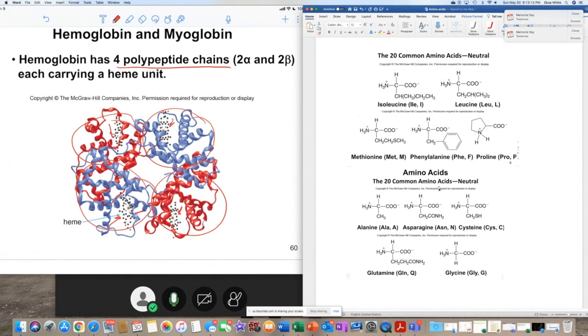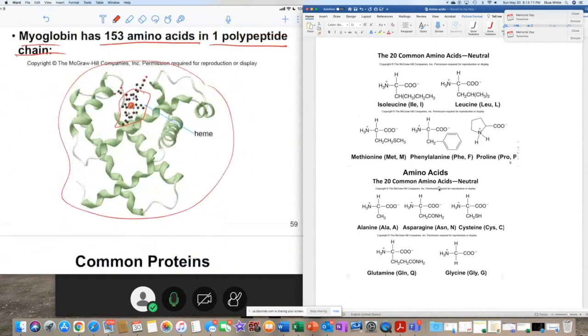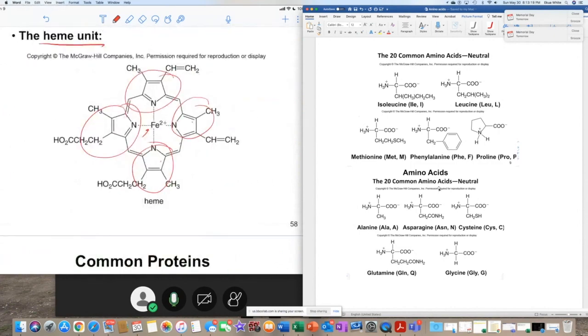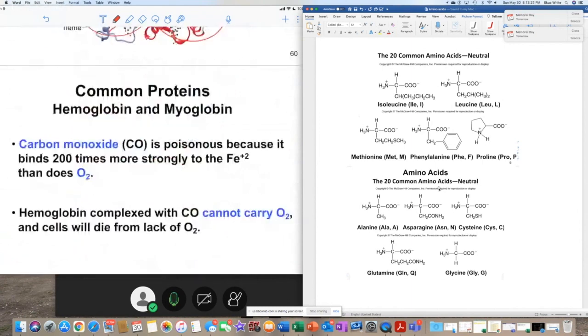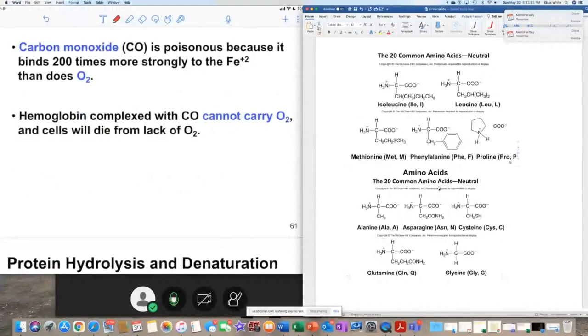And within the heme, you have more nitrogen, right? You have more nitrogen setups right there. So it's really, yeah, it's interesting.